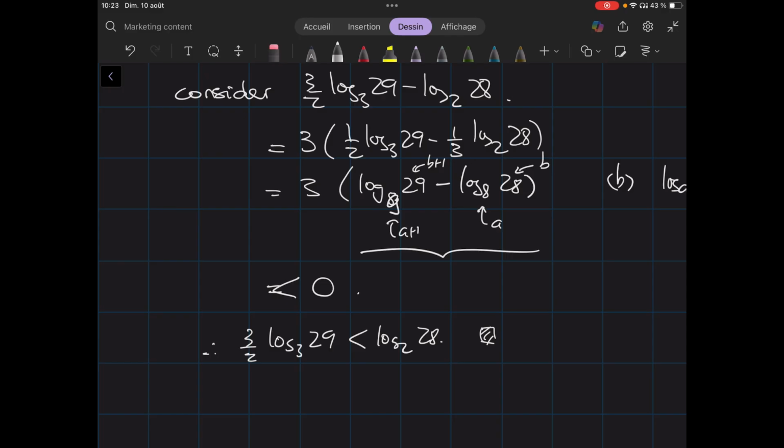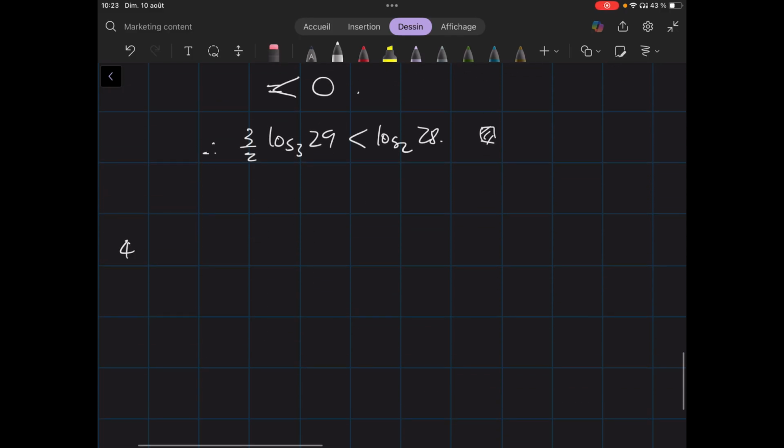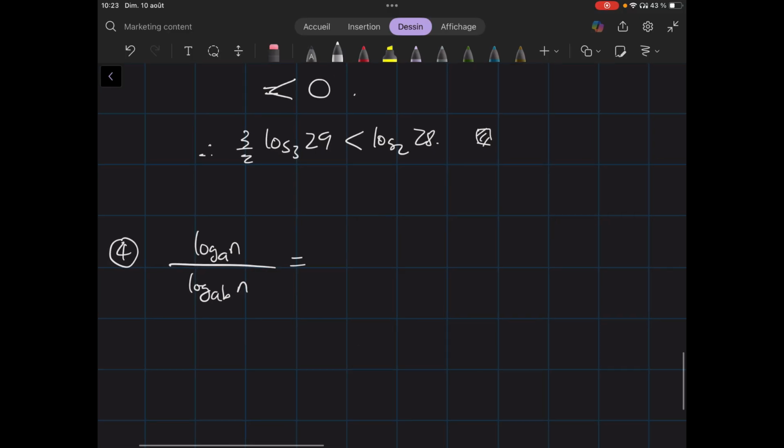Question 4. We have the left-hand side. We'd like to show that it is equal to the right-hand side. Log base a of n and log base ab of n. I would like to change of base first, because notice that we have all the n's in common. So we can express this as 1 divided by log base n of a divided by 1 divided by log base n of ab.